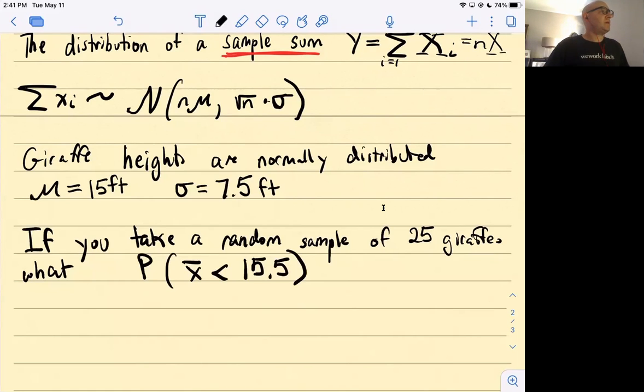All right, guys, please try this out on your own, because now you have all the tools to do this. I'll give you maybe 4 or 5 minutes to work on this. Let me know if you're totally stuck and don't know where to start. After this example, we'll do one about the sum. This one is about the average, because you want the chance that the sample average of your 25 giraffes is less than 15.5. In the next example, we'll see a situation where you want to use the sum, but they're pretty much equivalent.